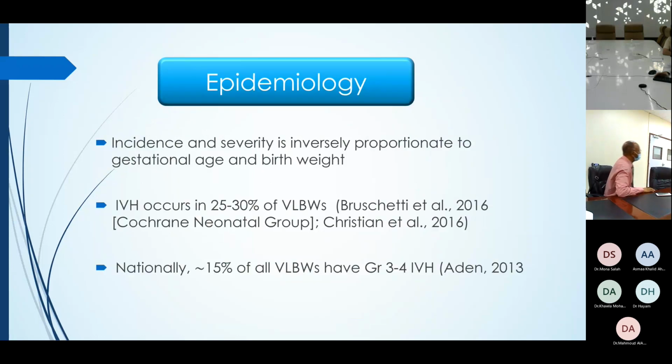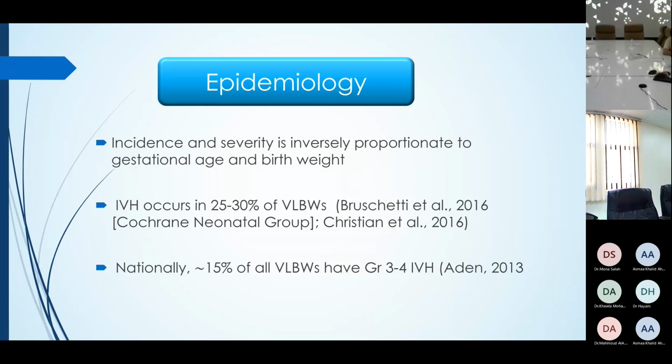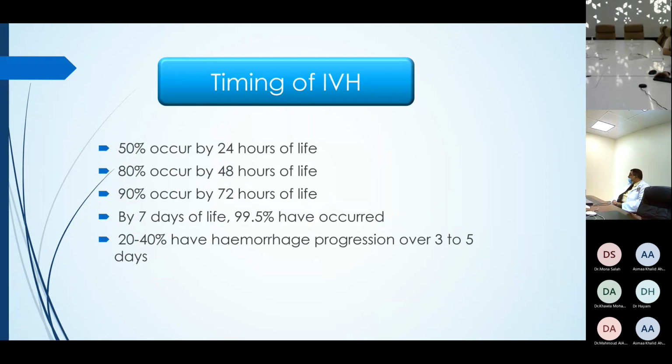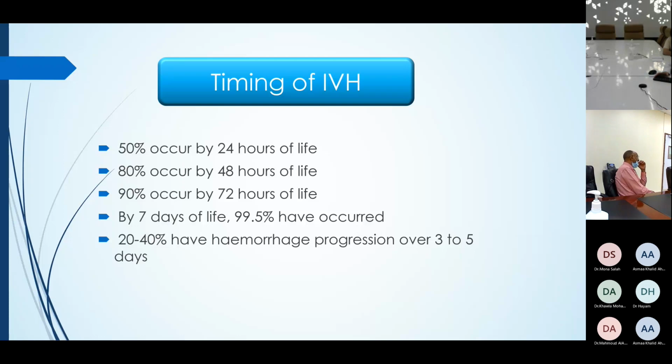Epidemiology: the incidence and severity are inversely proportional to gestational age and birth weight. IVH occurs in 25 to 30% of very low birth weight infants, and nationally 15% of all very low birth weight infants have grade 3 to 4 IVH. Timing of IVH: almost 50% occur by 24 hours of life, 80% by 48 hours, 90% by 72 hours of life. By 7 days of life, 99.5% have occurred. 20 to 40% have hemorrhagic progression over 3 to 5 days.